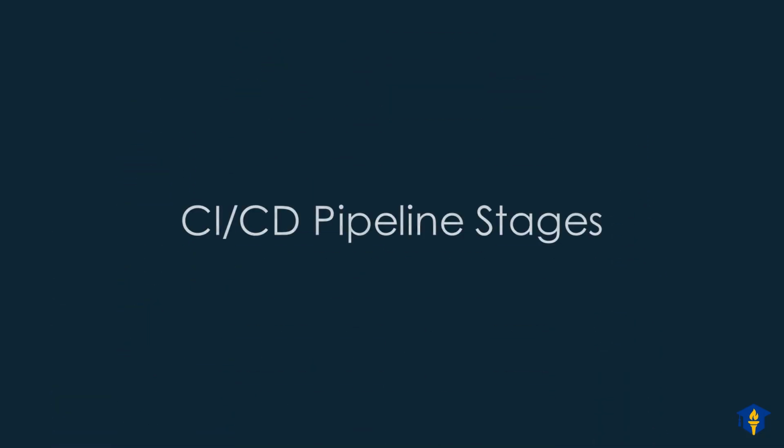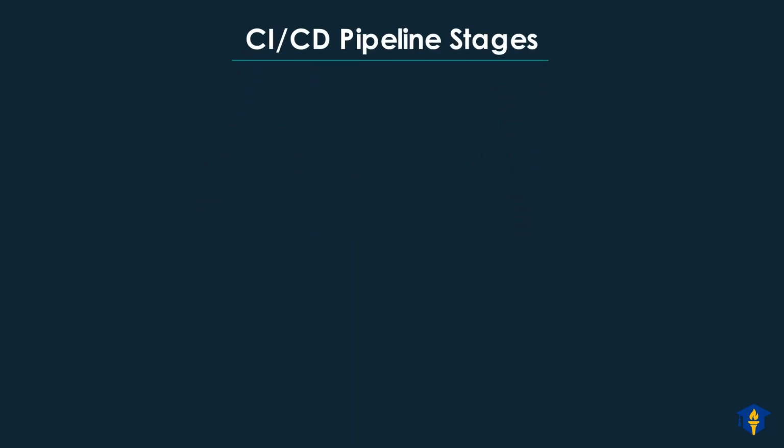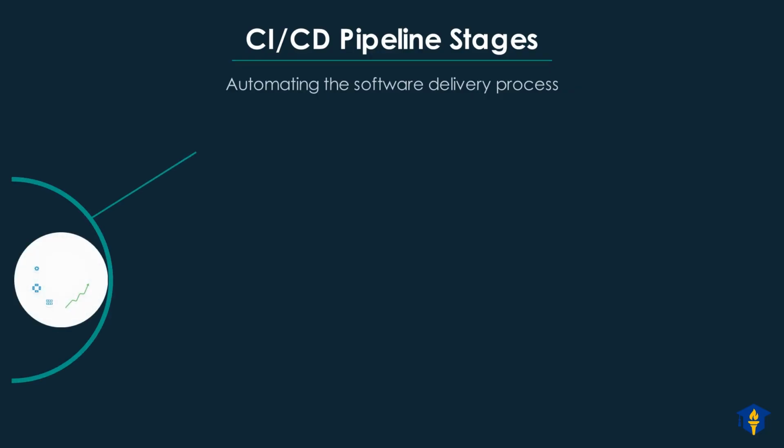We will now explore the different stages involved in a CI/CD pipeline. This pipeline is key to automating the entire software delivery process, from code to deployment. The first stage is source control, where all your code changes are managed. This involves managing different code versions effectively using tools like GitHub.